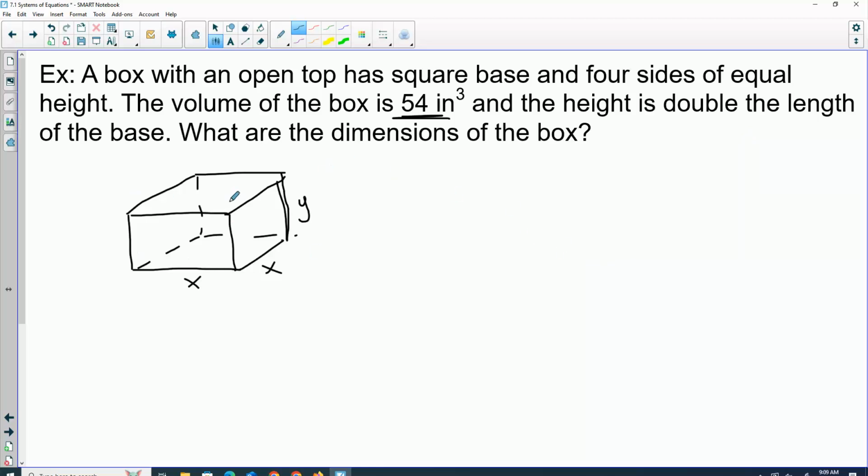So drawing a picture and labeling things, that counts as defining my variables. I can tell what x and y represent here. How do you find volume? So when I say the volume is 54, that means when I multiply all 3 of these, so x times x times y, x squared y, we get 54. Again, we're just using the fact that volume is length times width times height. So we multiply those 3 pieces together.